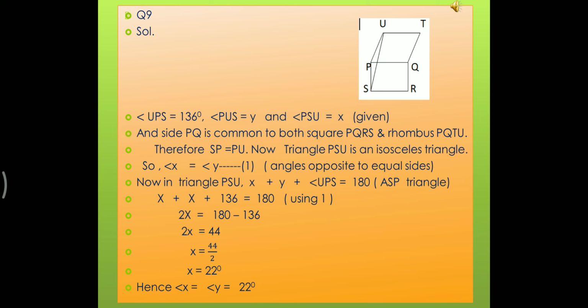So X plus X will become 2X, and 136 will be transposed to the right side. That implies 2X is equal to 44. That implies X is equal to 44 by 2. So X is equal to 22 degree. Hence, angle X and angle Y are equal. So each angle is equal to 22 degree.